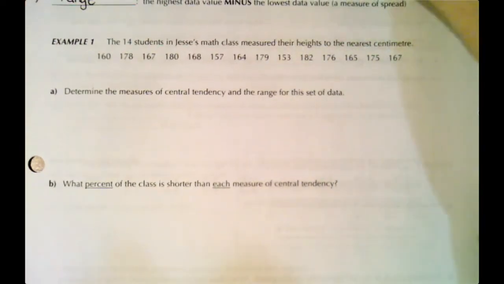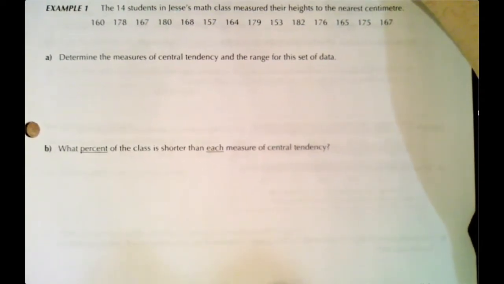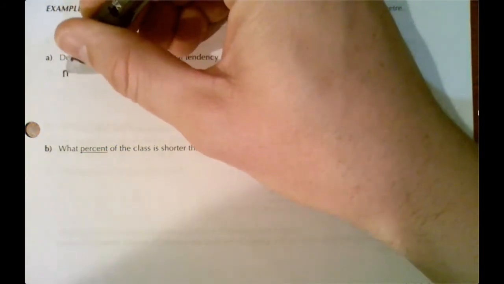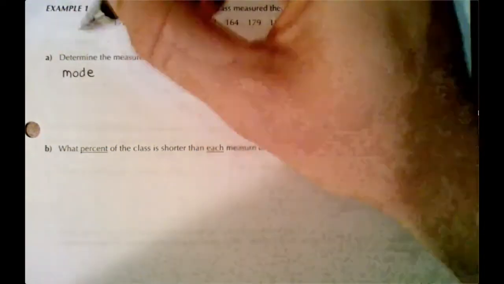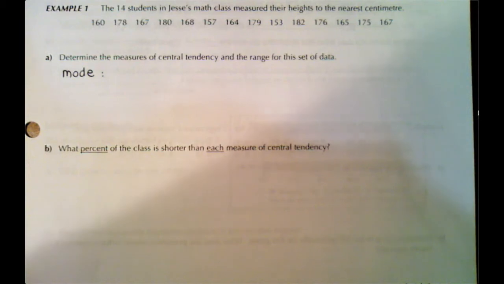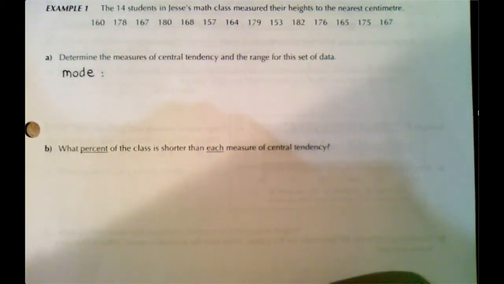The 14 students in Jesse's math class measured their heights to the nearest centimeter. Determine the measures of central tendency and the range for this set of data. Let's start with the mode. Mode is the number that occurs the most often. And it's a little tricky to see the mode when the data is not sorted. In fact, the data has to be sorted to find the median as well. So let's sort the data from lowest to highest.